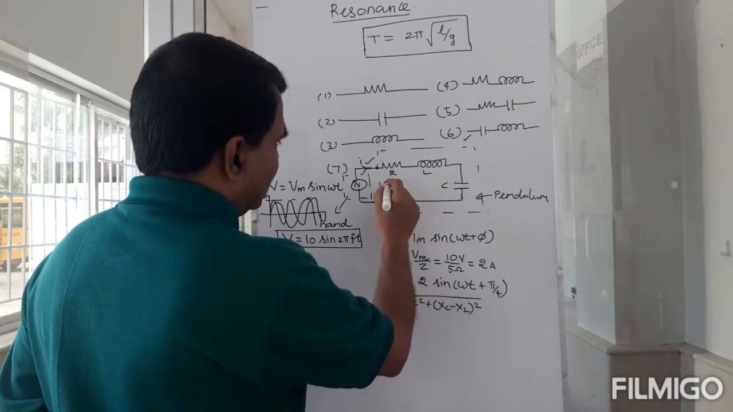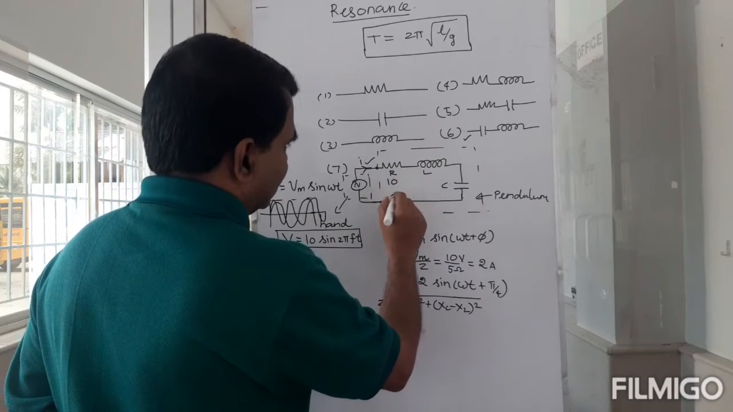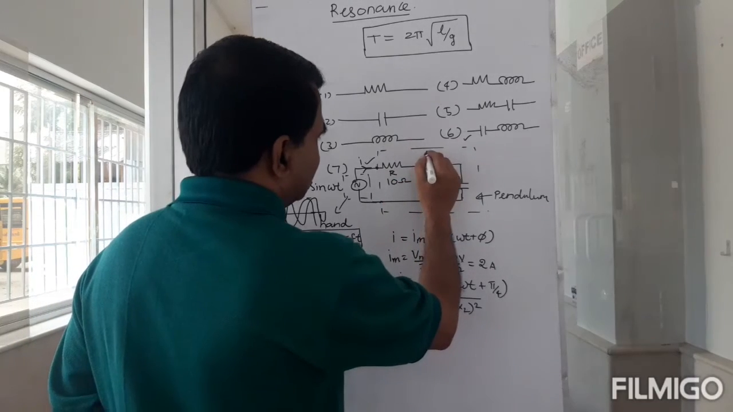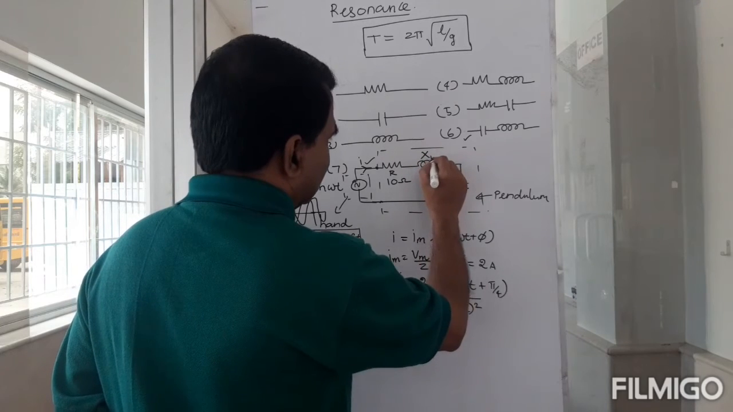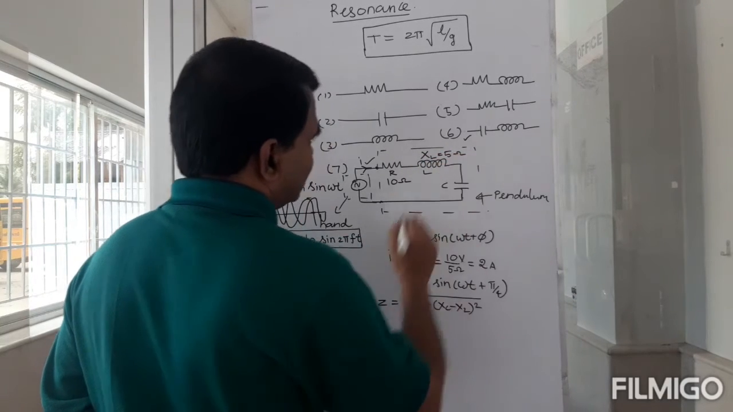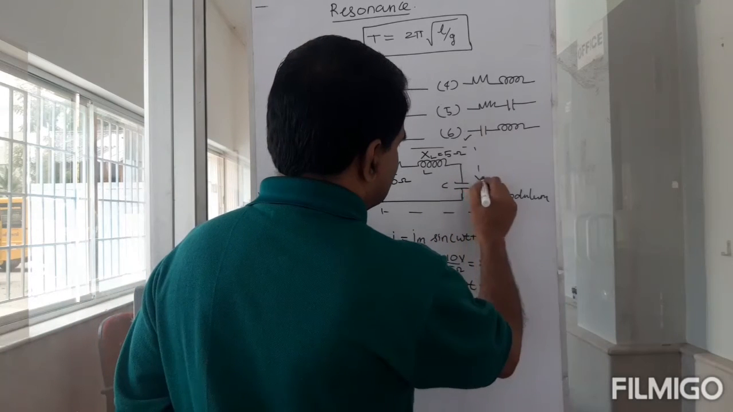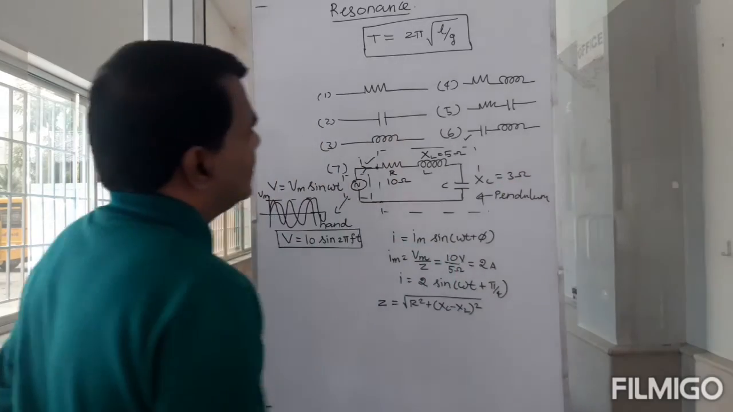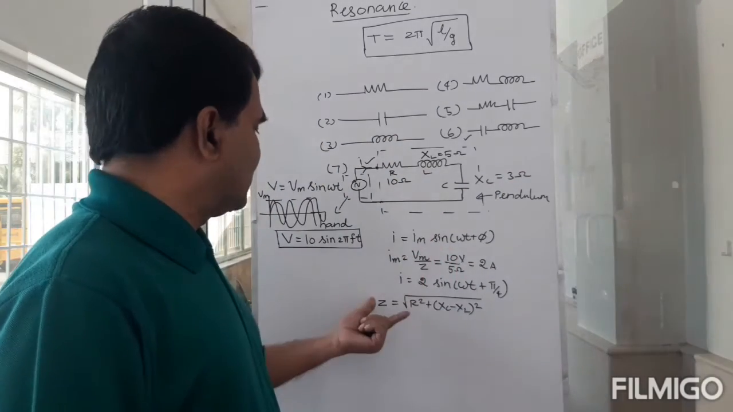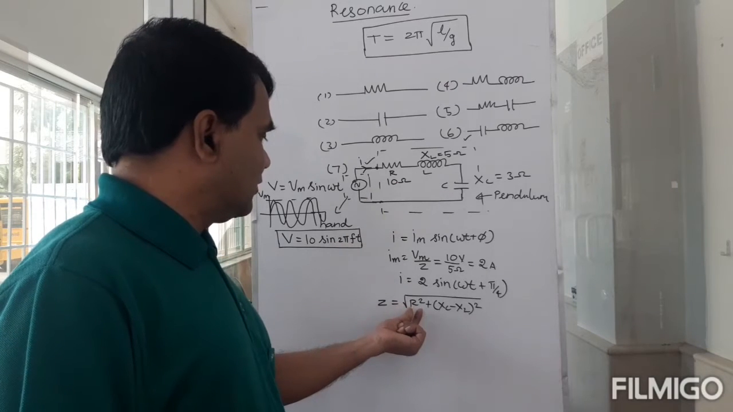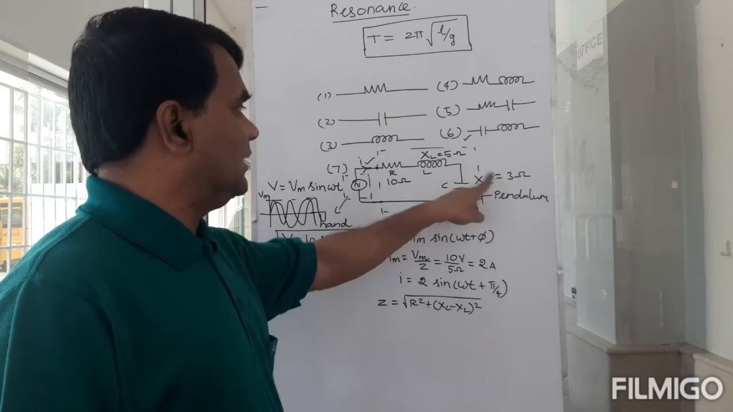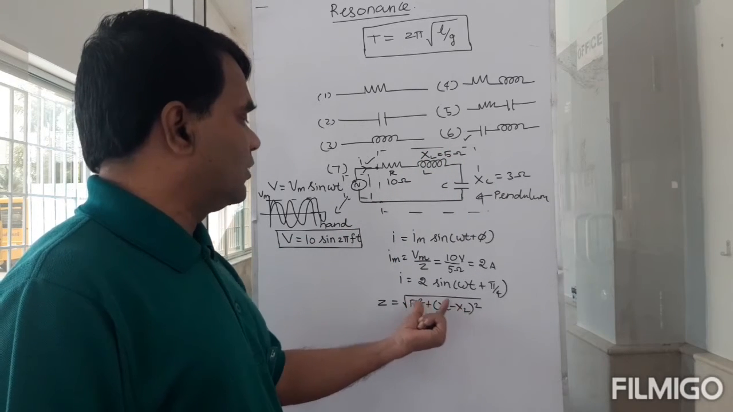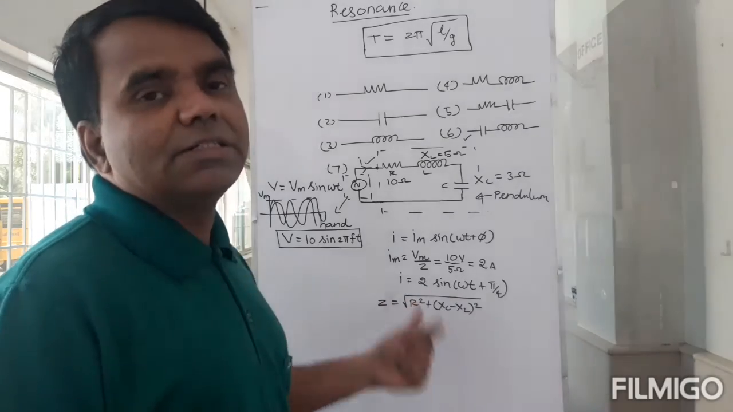So let us say I have a 10 ohm resistance here, and at this time my XL is say 5 ohms, and XC in this case is going to be say 3 ohms. Now I can calculate my Z. Z is the square root of 10 squared plus (3 minus 5), so minus 2, the whole squared, so 4. So 100 plus 4, the square root of 104 would be my Z.